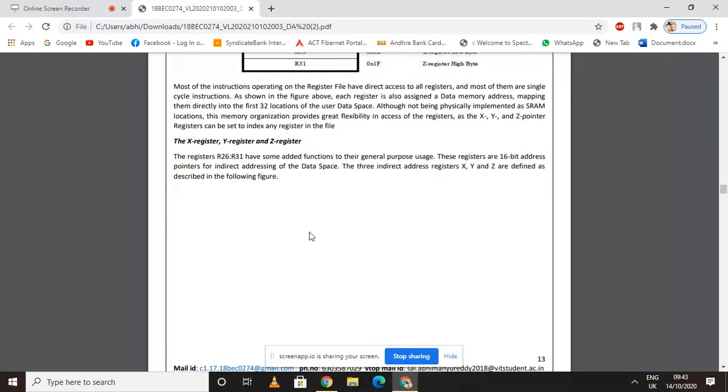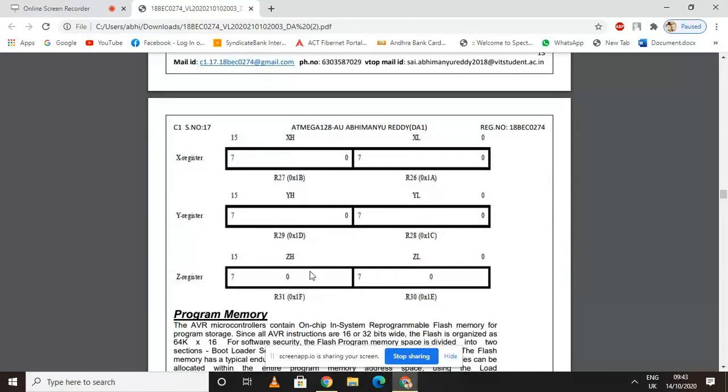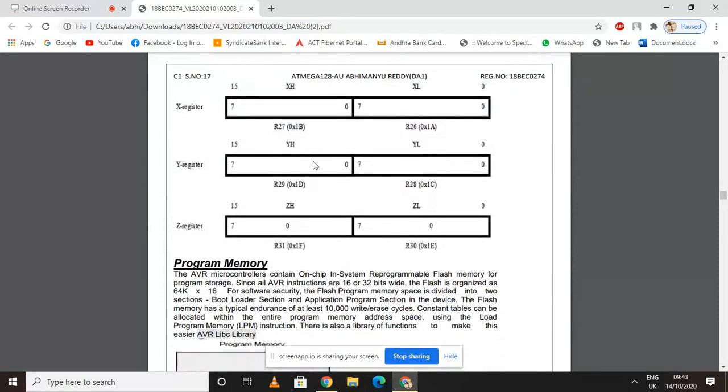The X, Y, and Z registers have added functions to the general purpose usage. These registers are 16-bit address pointers for indirect addressing of the data space. The three indirect address registers X, Y, and Z are defined as described in the following figure: X register XH and XL, Y register YH and YL, Z register ZH and ZL.